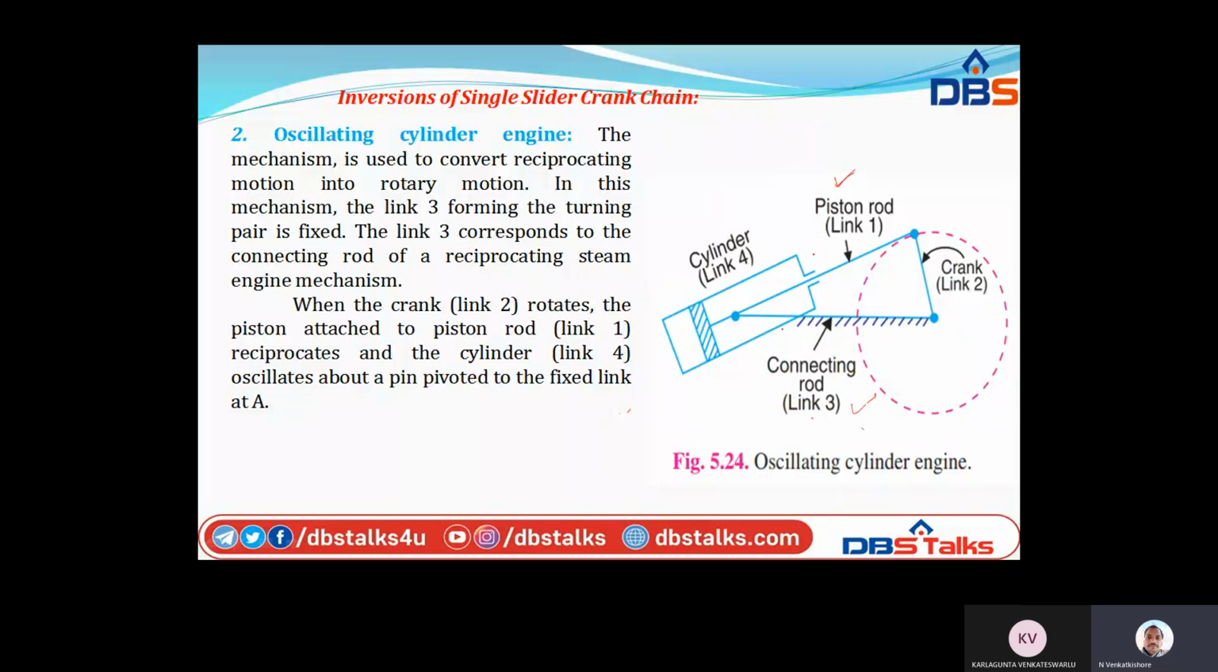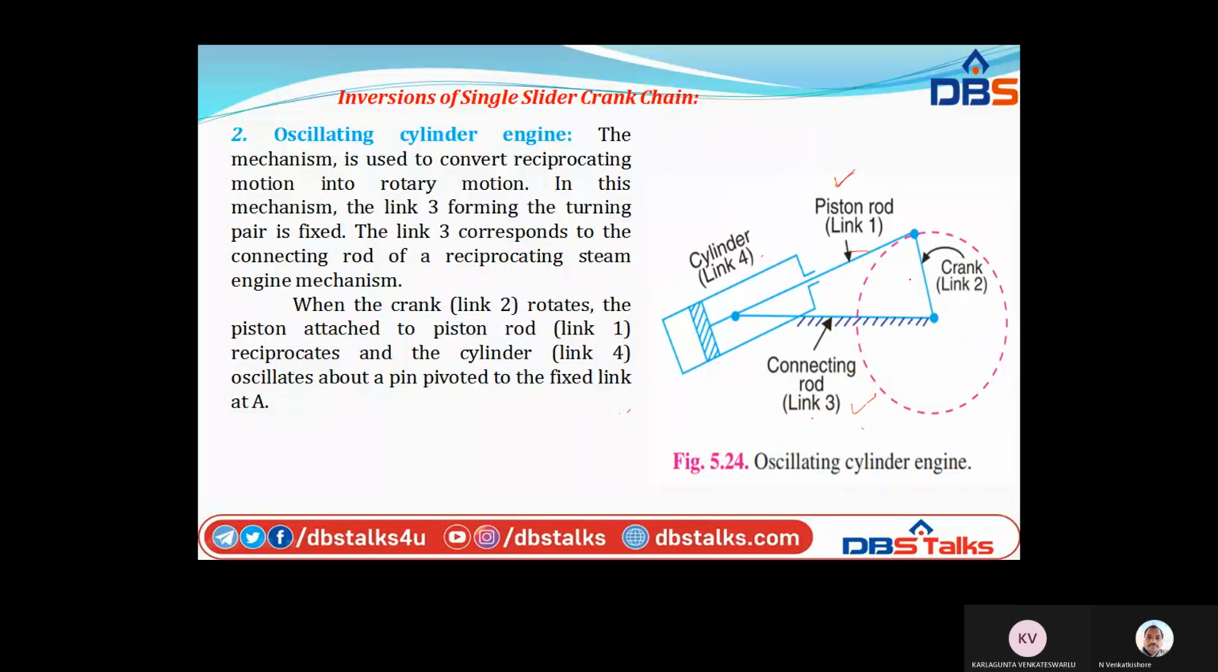So here also, reciprocating to rotary. In the previous cases, we fixed only link 1. Here we are fixing the connecting rod, link 2. Then when the crank rotates, the piston attached to the piston rod, which is link 1, reciprocates, and the cylinder, which is link 4, will oscillate about the pin fitted to the fixed link.